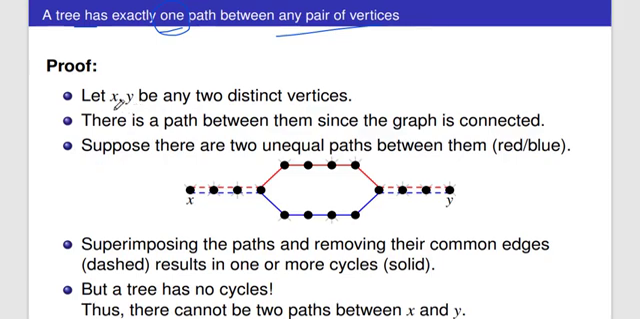Let's say x and y are two different vertices. There is a path between them since the graph is connected. So suppose there are two unequal paths between them. One is red, one is blue. So these are the vertices, and this x and y should be connected. Now this red path is a different path, and the blue path is a different path.